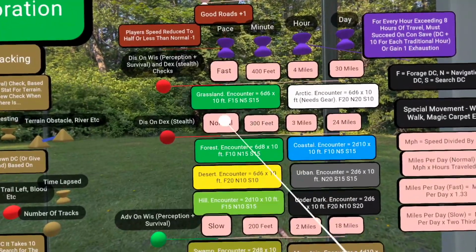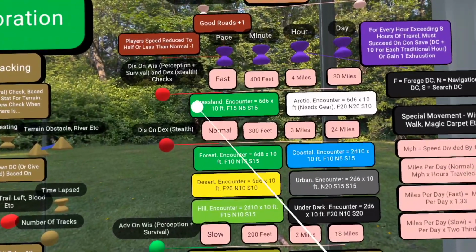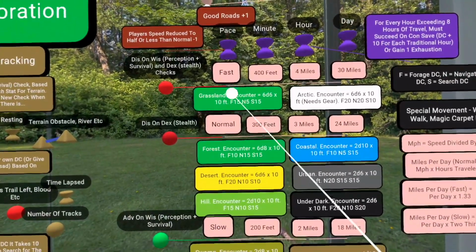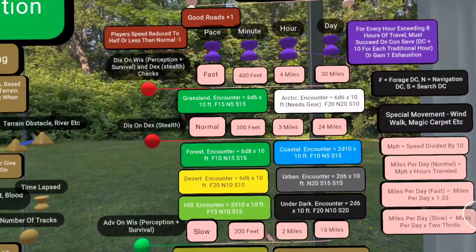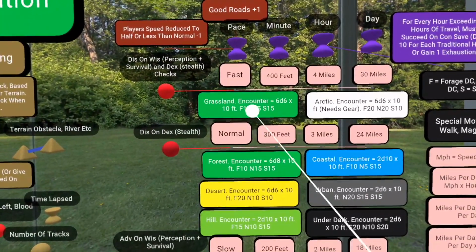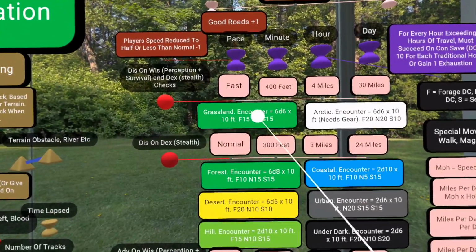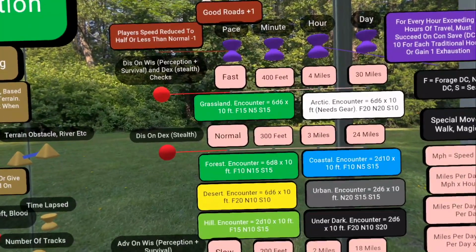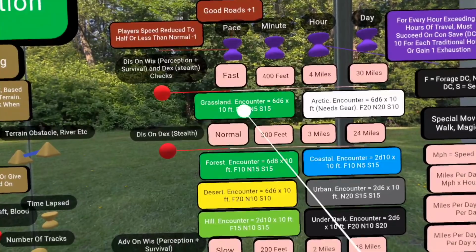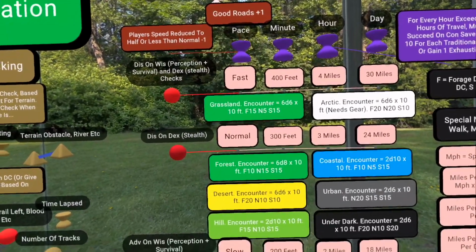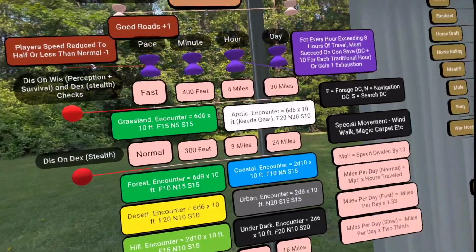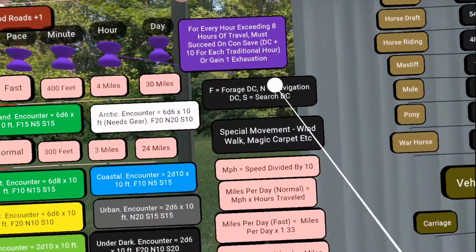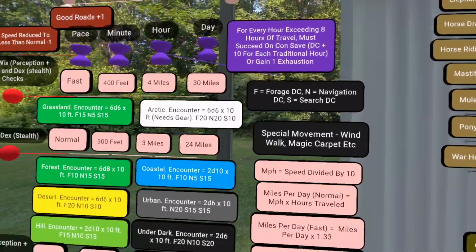So you've got moving fast, moving normal speed, moving slow, and you can move at different speeds through different environments. This is showing you how quickly you move through grassland and through Arctic locations at fast speed. But what I've done here is put in information about foraging, navigation and searching. The F there, F15, is for foraging, and I've got a rule here that shows what it means: F equals forage DC, N equals navigation DC, S equals search DC.